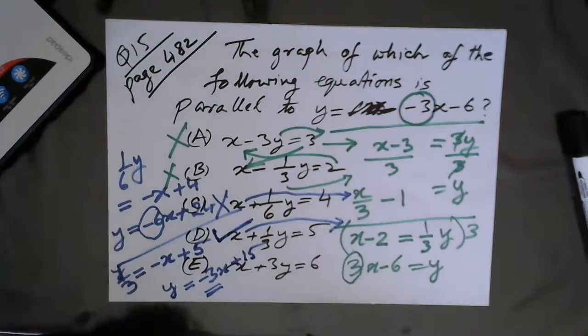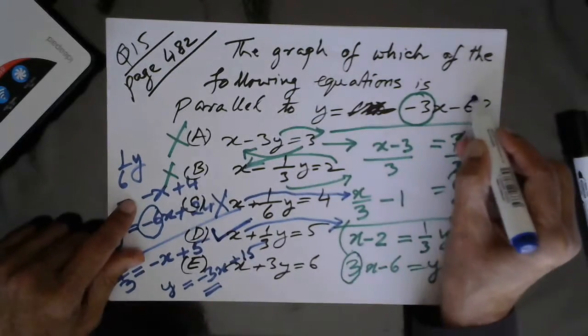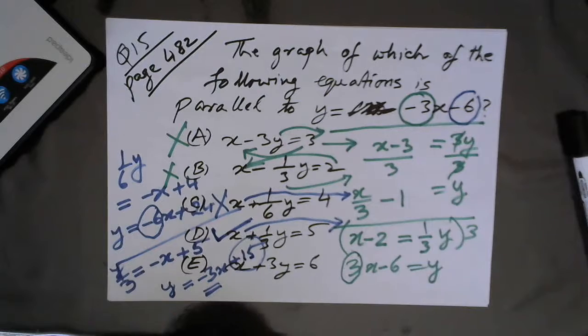D is the answer, because the slope is minus 3. We don't have to look at the intercept. That can be different, that can be same, it does not matter. It is the slope that must be equal for the two lines to be parallel to one another.